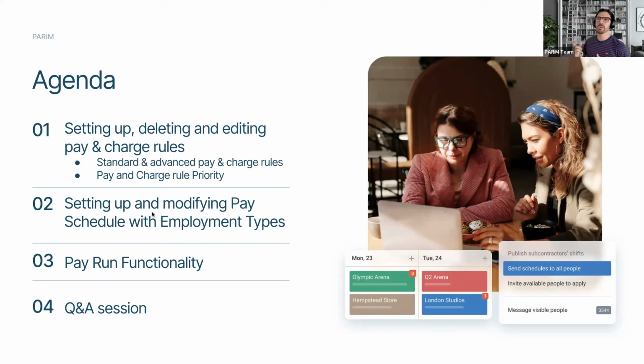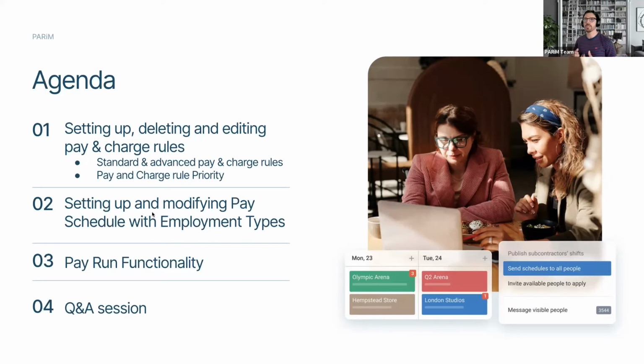And then lastly, with regards to the pay and charge rules, we're going to talk about pay and charge rules priority. This is the last step that you would be doing to make sure that all the work you put into setting up those pay and charge rules is being used and assigned to your shifts correctly, exactly how you set them up to be.